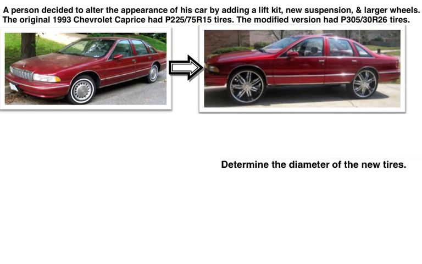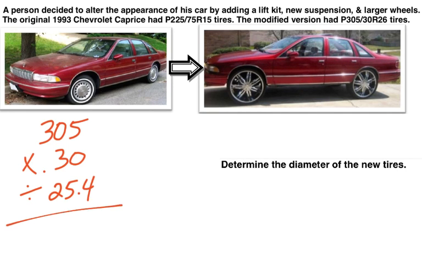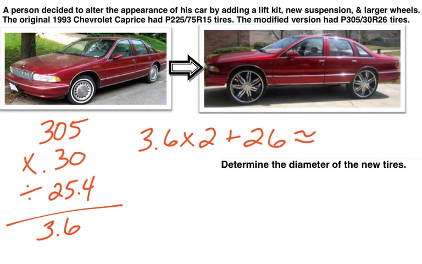We do the same thing on the low profile 26-inch rim tires, and that's 305 times 0.30, and then we're going to divide by 25.4, and that gives us 3.60, and then we take 3.6 times 2 and add to it the 26, which is the rim diameter, and that gives us approximately 33.2 for the diameter of the new tire.